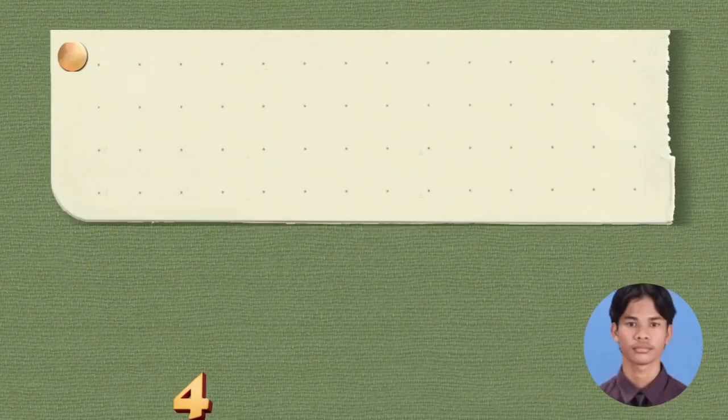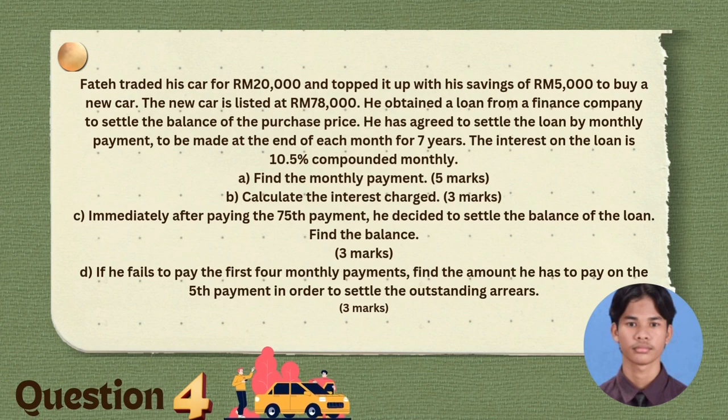Question number 4. Fateh trades his car for 20,000 ringgit and tops it up with his savings of 5,000 ringgit to buy a new car. The new car is listed at 78,000 ringgit. He obtained a loan from a finance company to settle the balance of the purchase price.